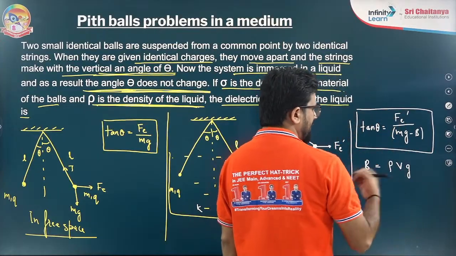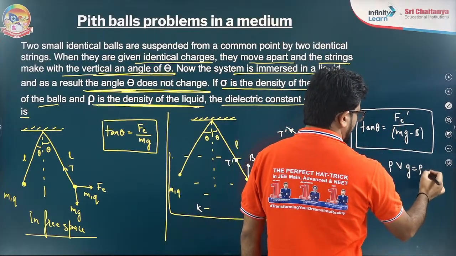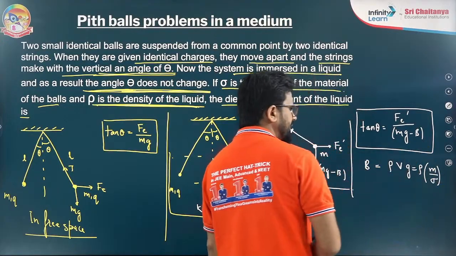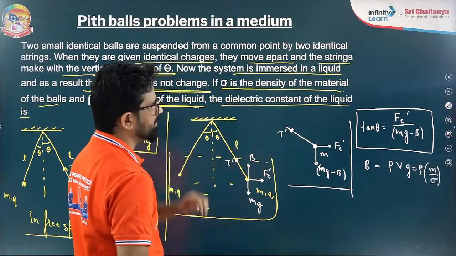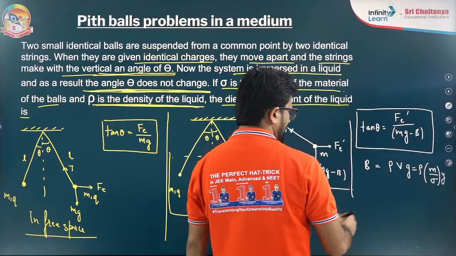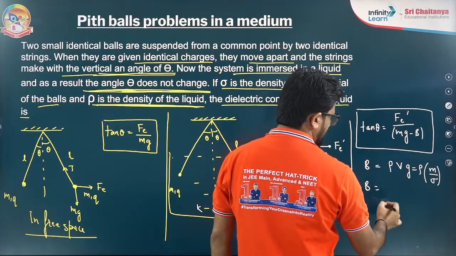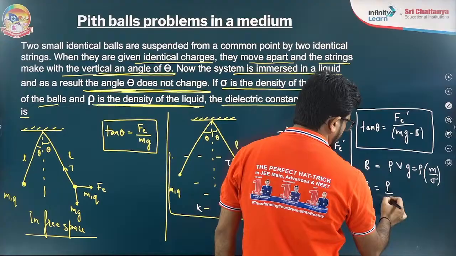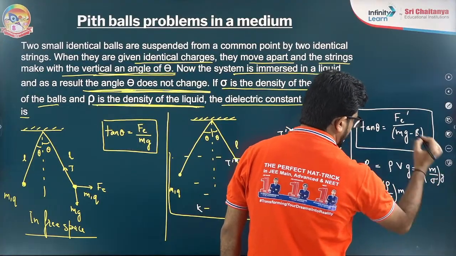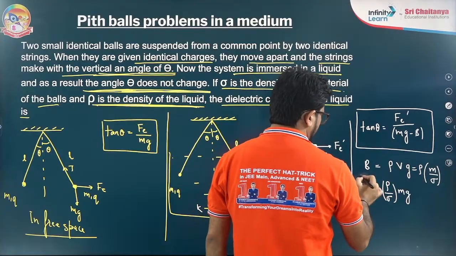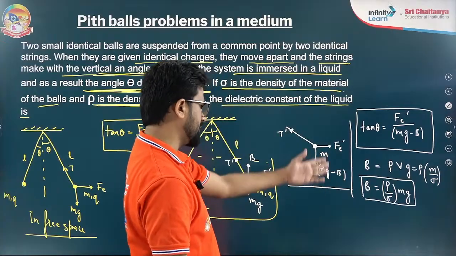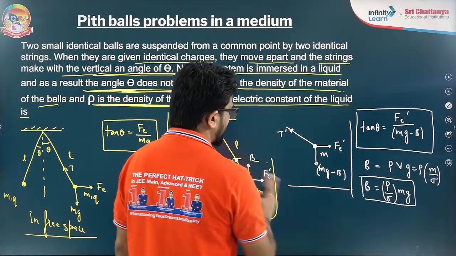What is the volume? Volume is nothing else but mass upon density of ball. Density of ball is given to you as sigma. You can put it into g. It is very basic. So from here you can say Bayon force is equal to rho by sigma into m into g. That would be mg here, beta. So this is the Bayon force. In the next slide I am writing it.